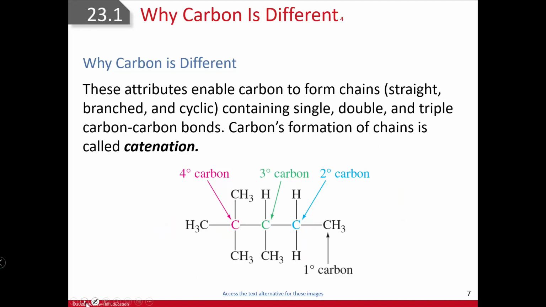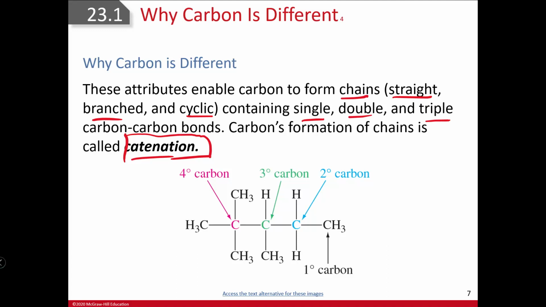So here, what we want to talk about is you've got to speak the language of organic chemistry, and that is you have to talk about primary, secondary, and tertiary carbons. These attributes: you can form chains with carbons, either straight, branched, or cyclic. They can be single, double, or triple bonds. And carbon's formation of the chain is called catenation. So you need to know the word catenation, where carbon can form bond after bond to form a chain.